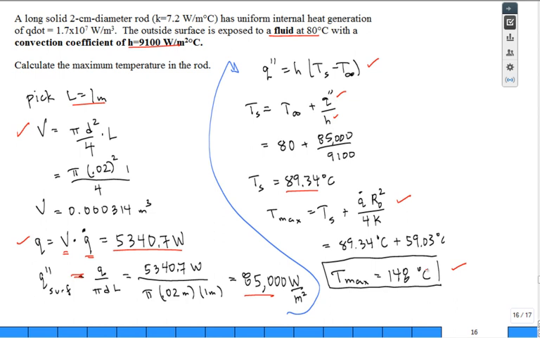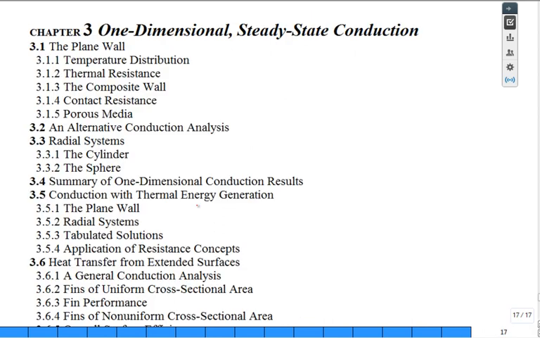That makes sense? So what we're doing here is when we have this energy generation, you could do it in a radial system, and then you can add to that the resistance concept with it. So we finished this section. Next time we'll pick up with heat transfer with extended surfaces. Let me go ahead and stop.